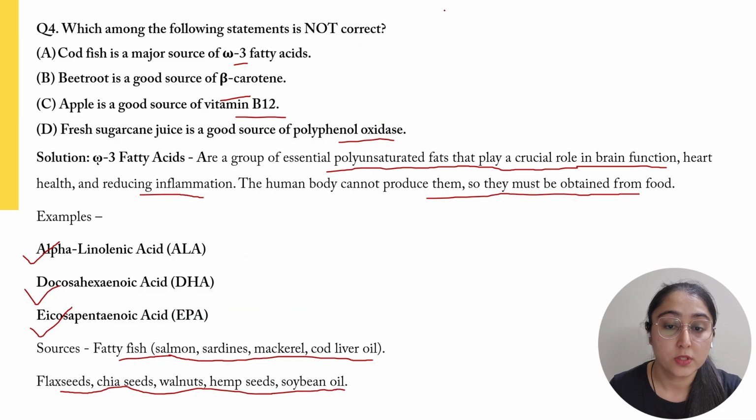Therefore, the correct answer to this question, let's look at all the options one by one. So, codfish is a source of major omega-3 fatty acids. We have seen that this is a correct statement. Beetroot is a good source of beta carotene. We have seen that this is also a correct statement.